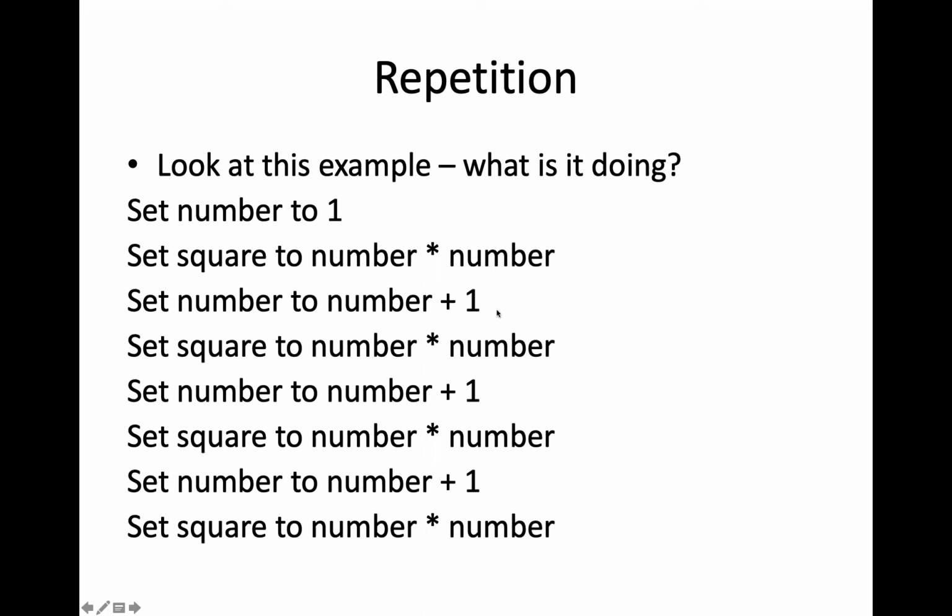Now we set number to number plus 1, and number holds the value 2 after this assignment, because the expression number plus 1 evaluated to 2. So square gets set to number times number, which is 2 times 2, which becomes 4. So square holds the value 4 now. Setting number to number plus 1 again sets number to 3, and so square gets set to 9. Finally, the last time we increment number, we set number to 4, and square gets the number 16.